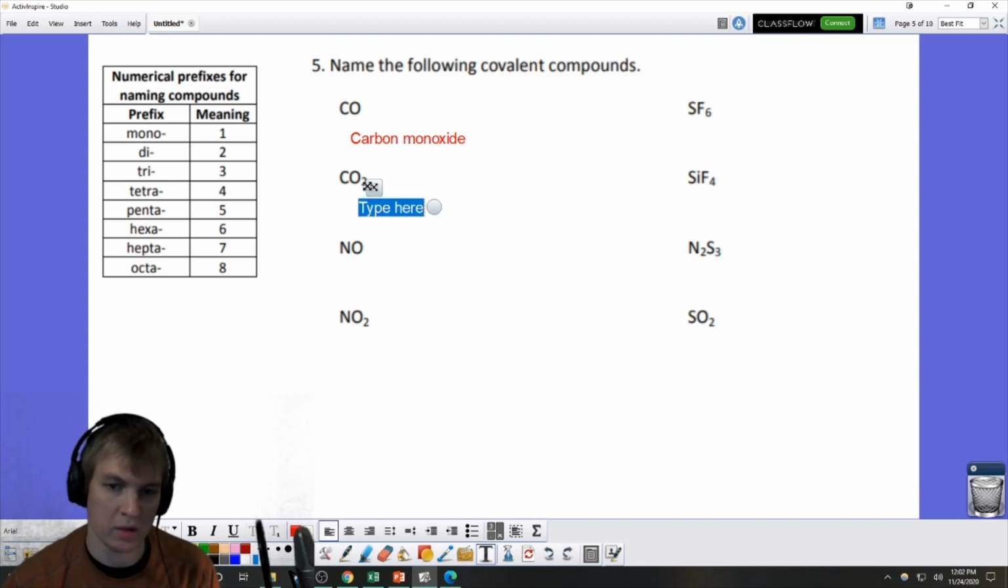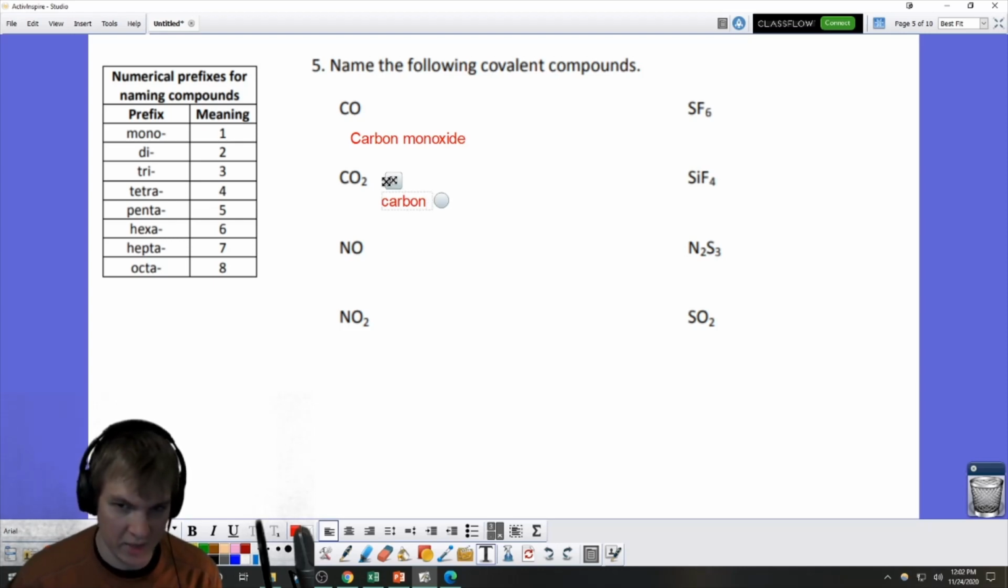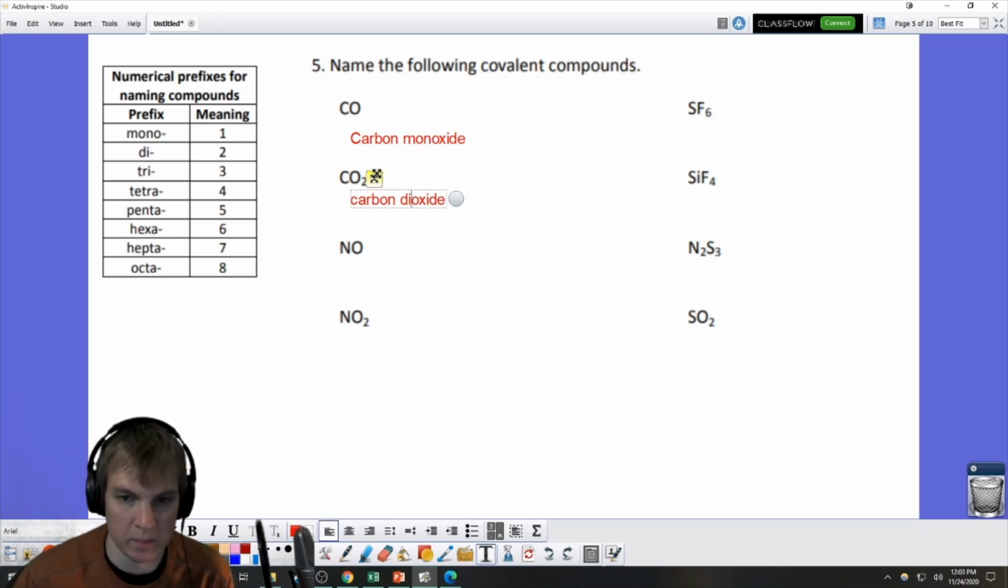The second one is carbon. It's very similar. It's carbon as the first one, and then oxygen again as the second element. But again, we're going to change it to oxide, and we need to include that prefix. So since we have a 2 there, we're going to call it carbon dioxide.